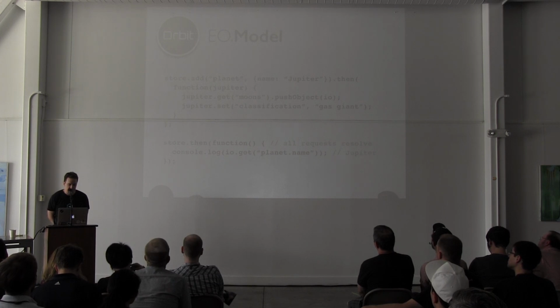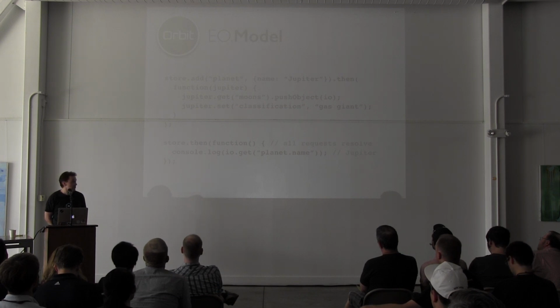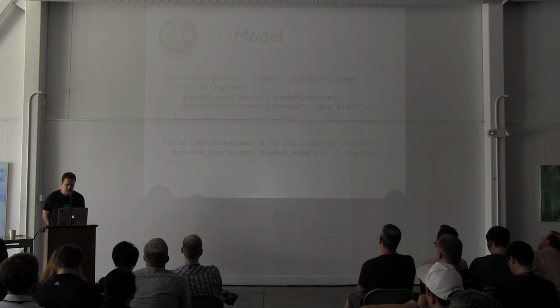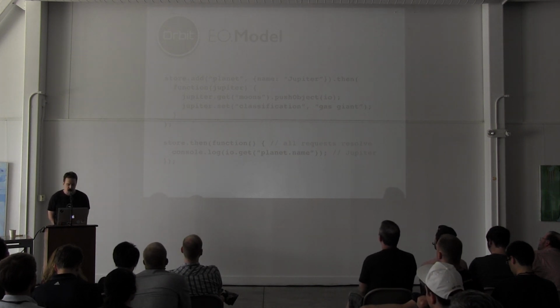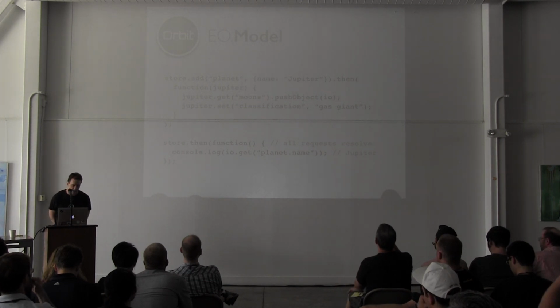Here's an instance of adding a planet, Jupiter, and when that resolves, we're grabbing its moons. It has many moons, its relationship. We're pushing in another object we've grabbed earlier, that's Io, the moon. And we're setting the classification of Jupiter to be a gas giant.